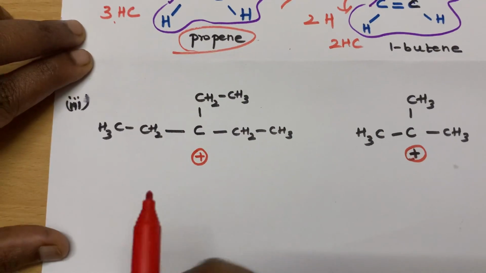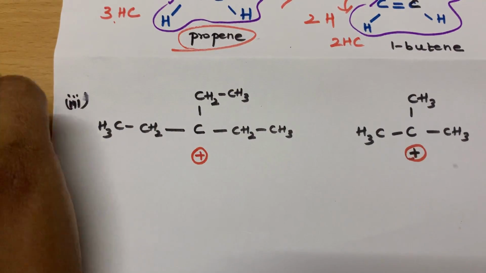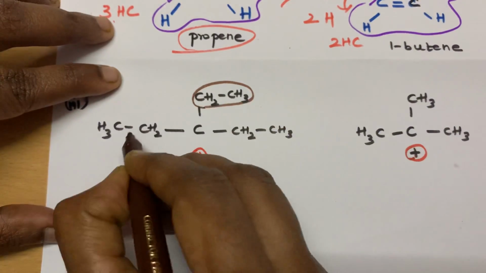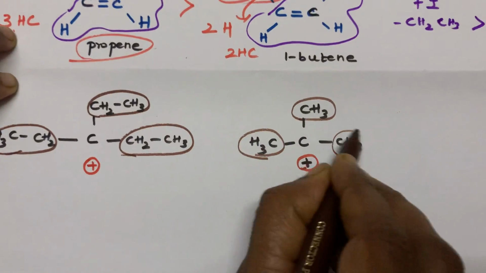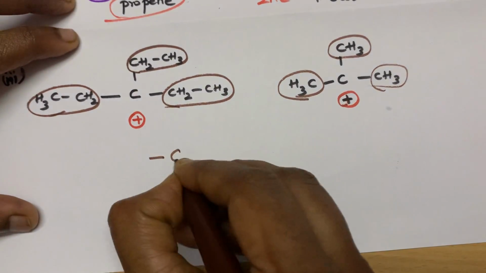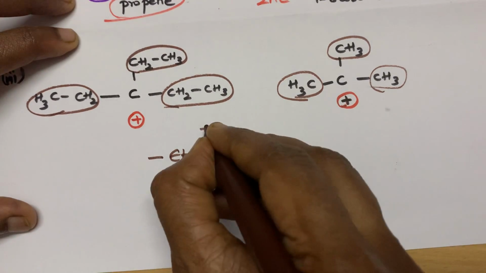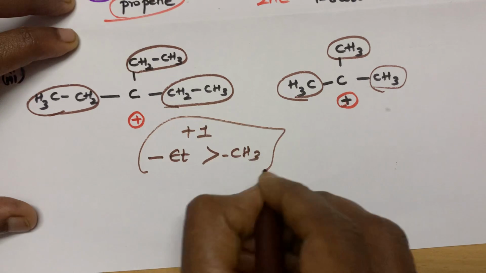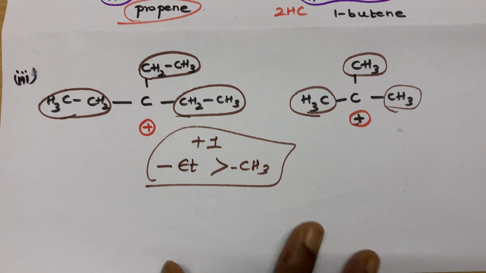And here see, both are carbocations, and what are the functional groups? Here this is ethyl, and this is methyl. So when you think of the inductive effect, the ethyl has more inductive effect when you think of plus I, but think about the hyperconjugation and then answer.